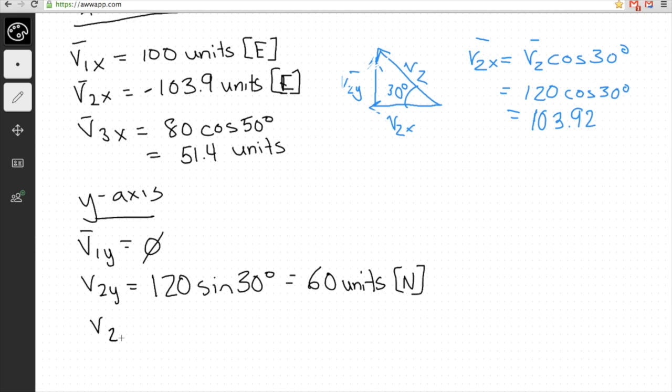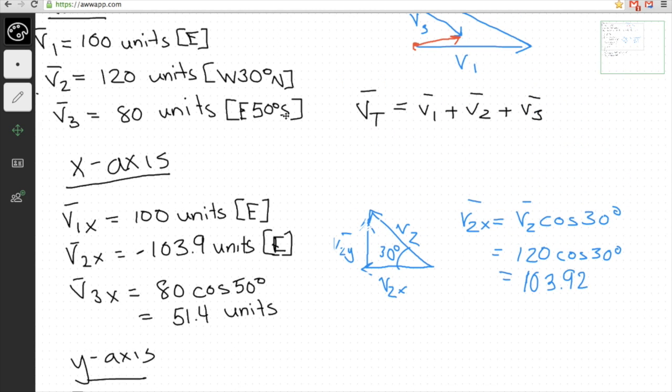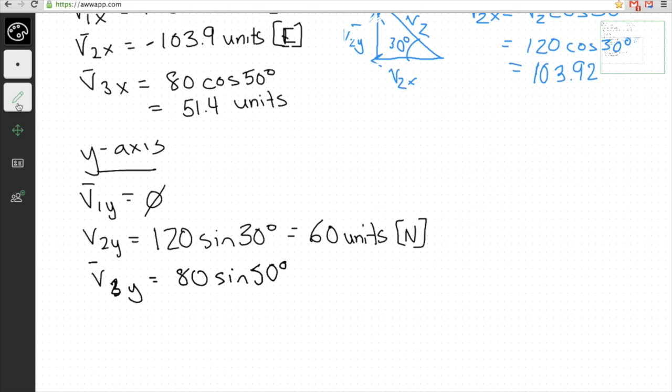And then V3y is equal to 80 sine 50. But that vector, if you recall, is going south. So it's going south. So that means that we're going to have to make our answer negative. So we'll do that here too. And our answer is 61.3 units north. So negative north is the same as south.